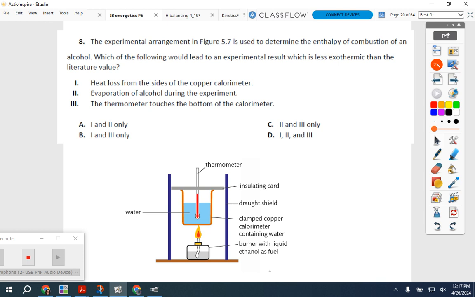So one option is heat loss from the sides of the copper calorimeter. Number 2 is evaporation of the alcohol. And number 3 is the thermometer touching the bottom of the calorimeter. We want to know which things would lead to something that underestimates how much energy is coming out of burning the fuel. So think about that for a minute. We've got heat loss from the copper calorimeter, evaporation of alcohol, and the thermometer touching the bottom.